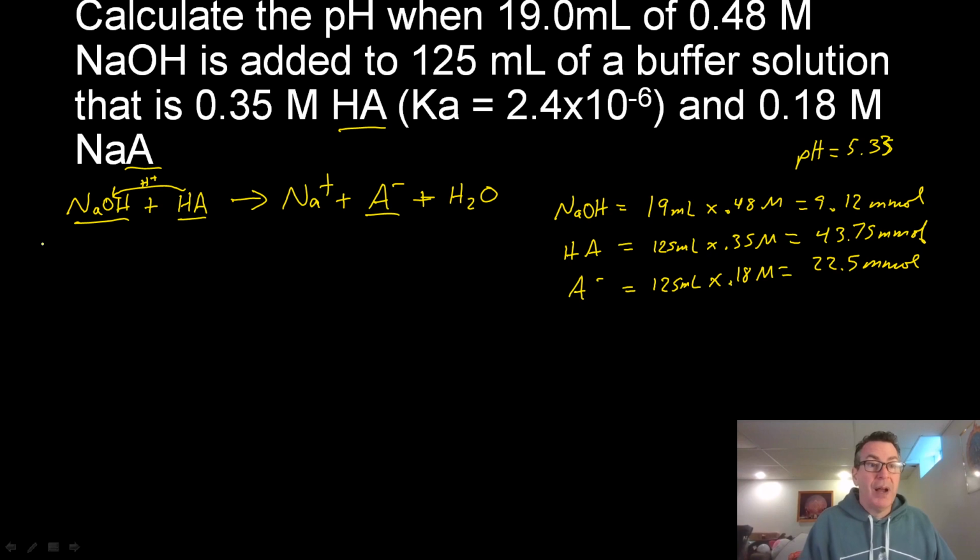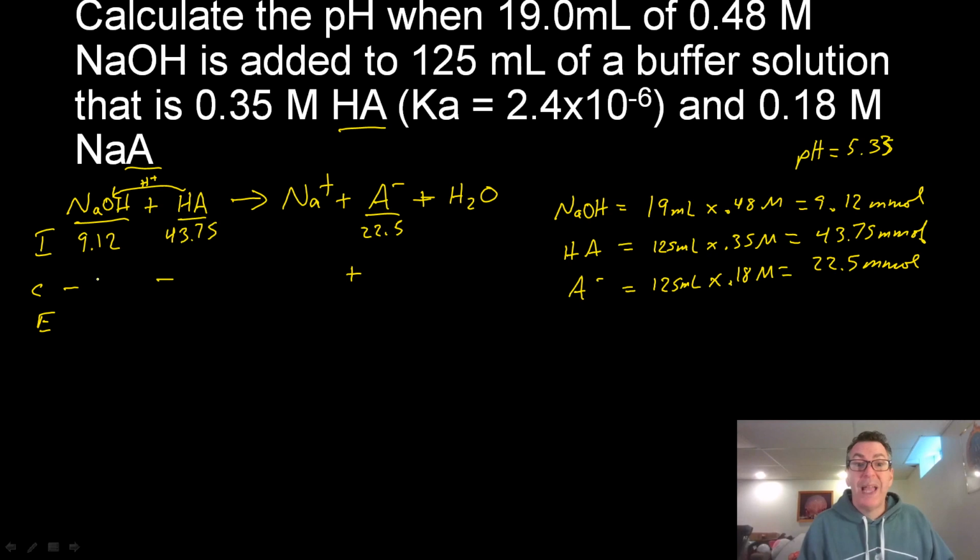All right, now we're ready to do our ICE calculation. Initial, change, equilibrium. For the NaOH, it's 9.12. For HA, 43.75. And for the A- over here, 22.5. Once again, assuming we've set everything up correctly, the reactants will decrease. What are the products going to do? That's got to increase for us. The change, once again, is the smaller of your two reactant amounts. Even if your product amount is smaller, it's going to go up. It's not a part of that change calculation that you're doing. So in this case, that's the NaOH, the 9.12, 9.12, and 9.12 there.